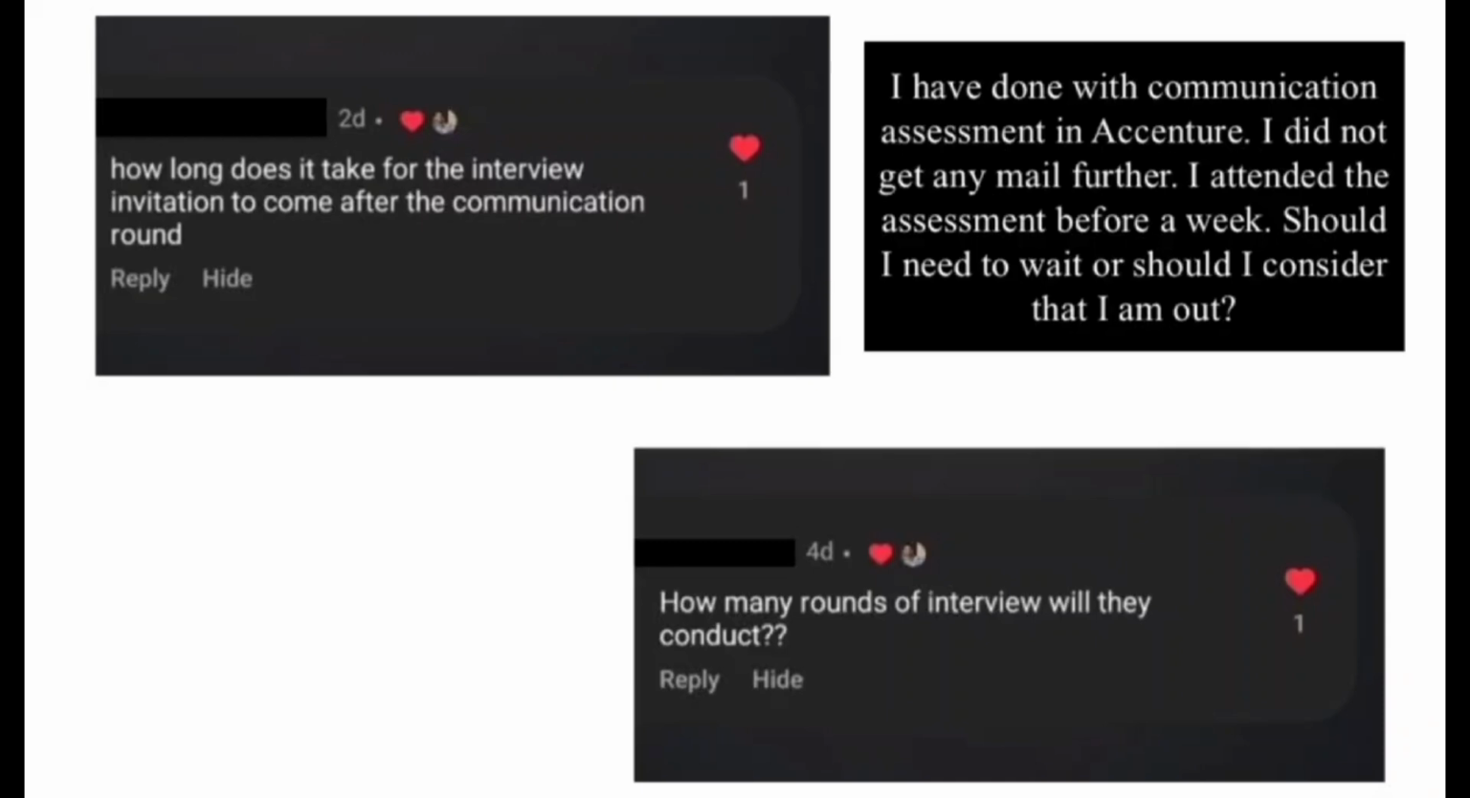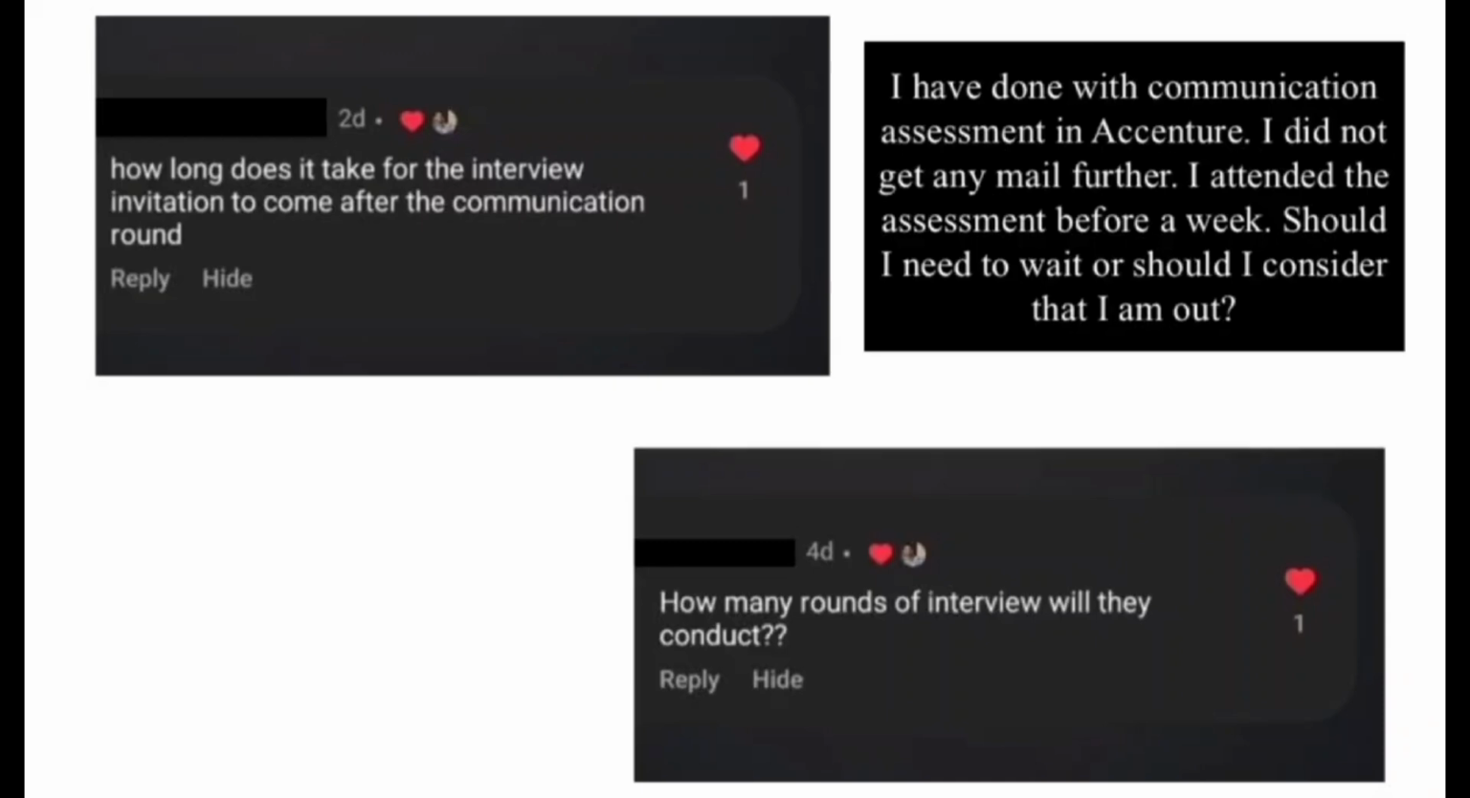So after completing the communication round at Accenture, it typically takes around 7 to 10 working days to receive an interview invitation, as mentioned in the communication. However, this timeline can vary based on several factors, including volume of candidates, specific recruitment process, and any potential delays in assessment process. So let's get into the next question.